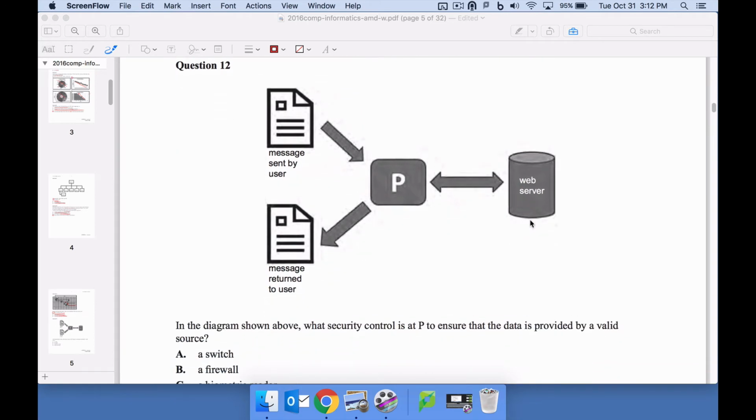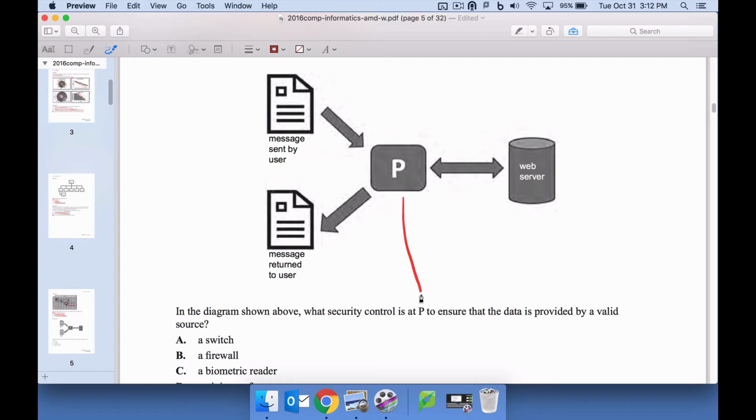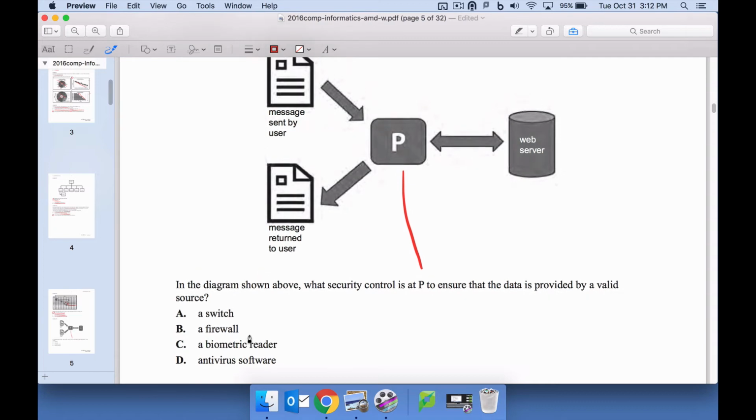Question 12. In the diagram shown above, what security control is at P, so here, to ensure that the data is provided by a valid source? Let's see what's going on here. A message is going in to P, and then by the looks of it going to a web server, and the web server is shooting it back out and not going back that way, but delivering a message to probably, by looks of it, the same user or a different user, just like an instant messaging app. So what would be here in this P place?